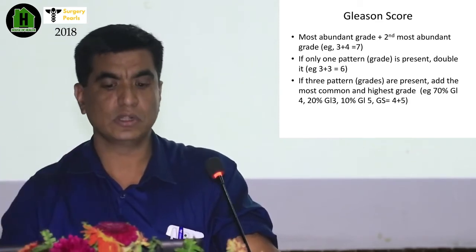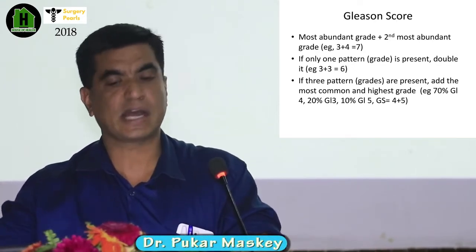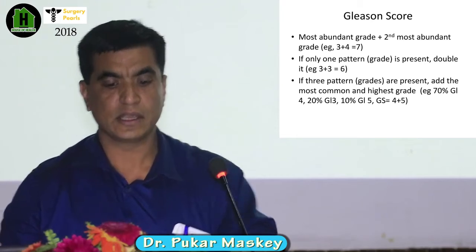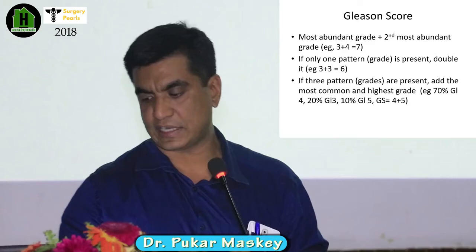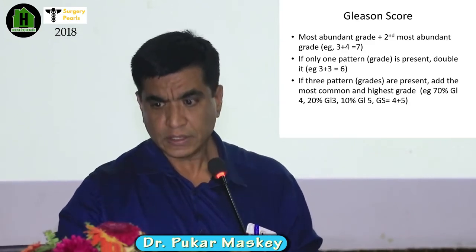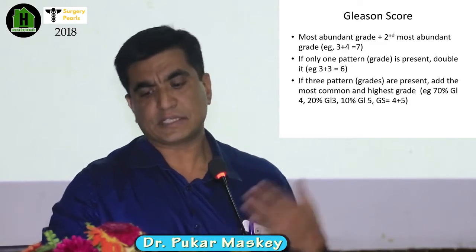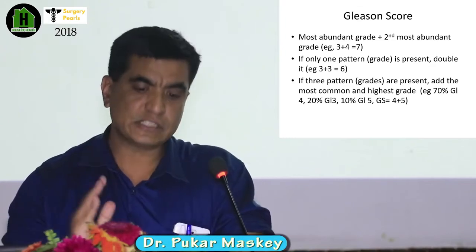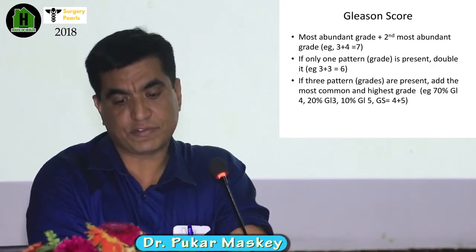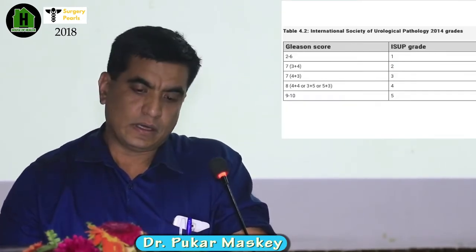If 3 patterns or grades are present, then we add the most common and the highest grade. For example, if we have 70% Gleason grade 4 and 10% Gleason grade 5, then the Gleason score would be 4 plus 5 is equal to 9. Recently, the International Society of Uropathologists has tried to simplify the Gleason score by using grade groups, as shown in the slide.